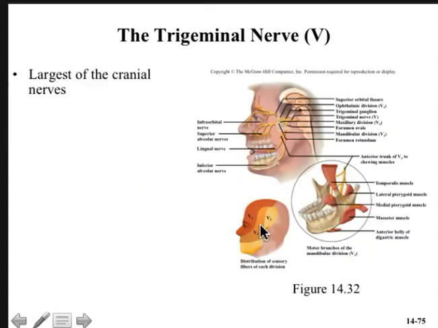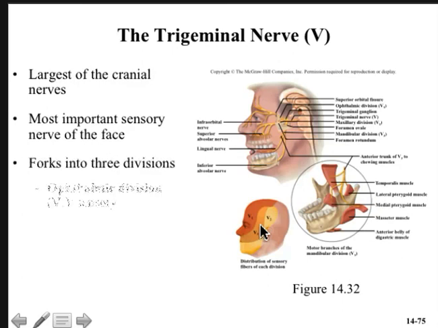Okay, the trigeminal nerve is the largest of the cranial nerves. It's the most important sensory nerve from the face. It forks into 3 divisions. The ophthalmic division, or V1 branch, is the sensory division.